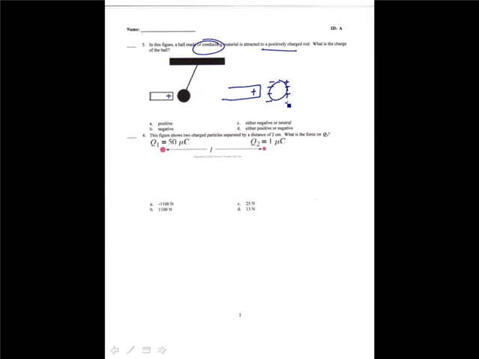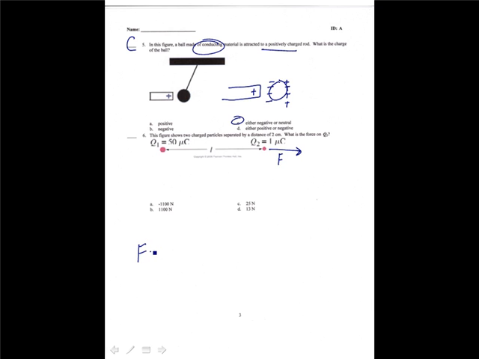So the answer is either negative or neutral, and that's option C. This figure shows two charged particles separated by a distance of 2 centimeters. What is the force on Q2? Well, Q2 due to Q1 has a force in this direction, and we want to calculate the magnitude of that force. I know that it's in that direction because they're like charges, and like charges repel.